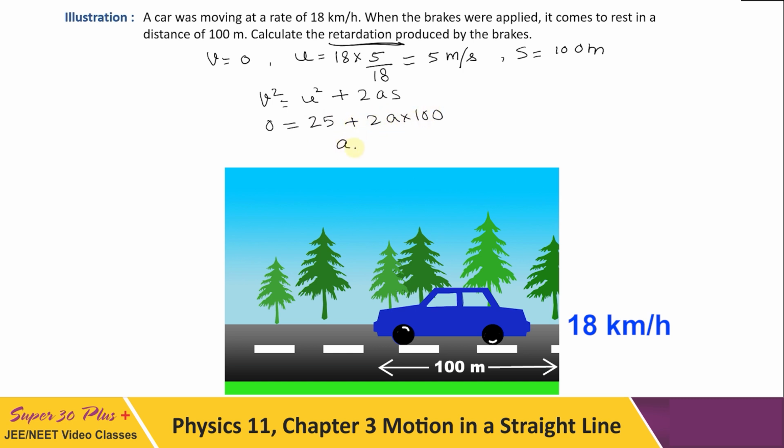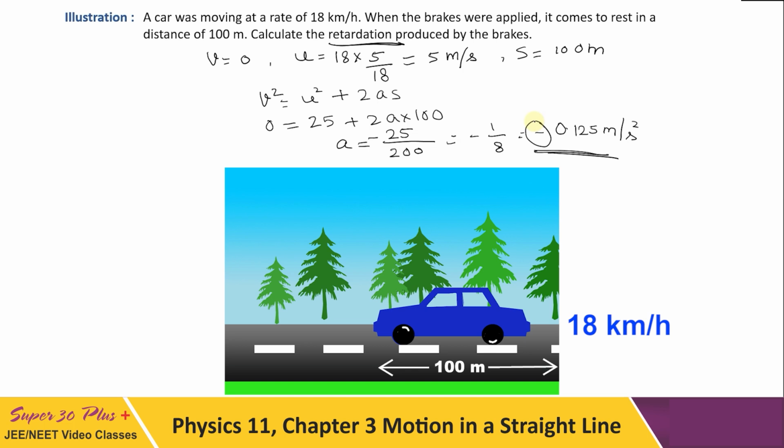If you calculate this value from here, a will be equal to 25 upon 200. Obviously one minus sign will be there, and it is equal to minus 1 by 8, that is minus 0.125 meter per second square. The value has come as negative because it is retardation. So if it is asking for retardation, now again you have to remember in the question, since it is asking for retardation itself, there is no need to write this minus sign in your answer.